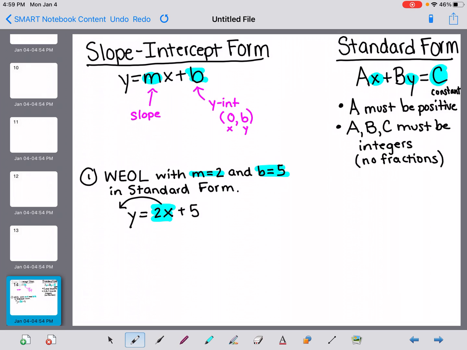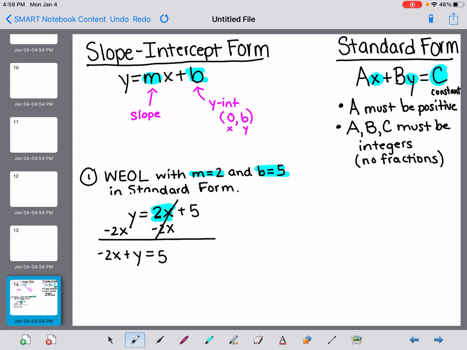Unfortunately, we can't just move it there. In order to move something from one side of the equation to the other, you do the inverse of it. So this is a 2x. We're going to subtract 2x from both sides. So this will cancel. And then on my left-hand side, I have negative 2x plus y equals 5.